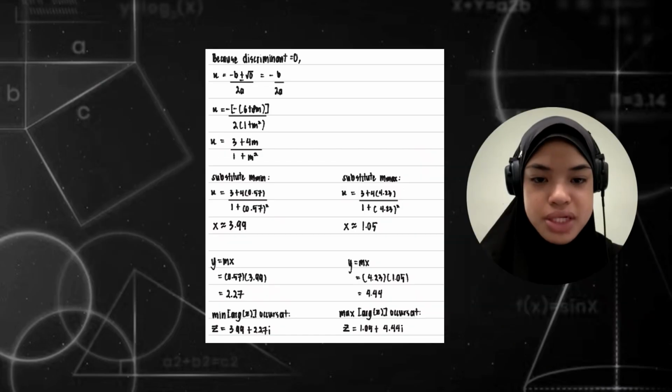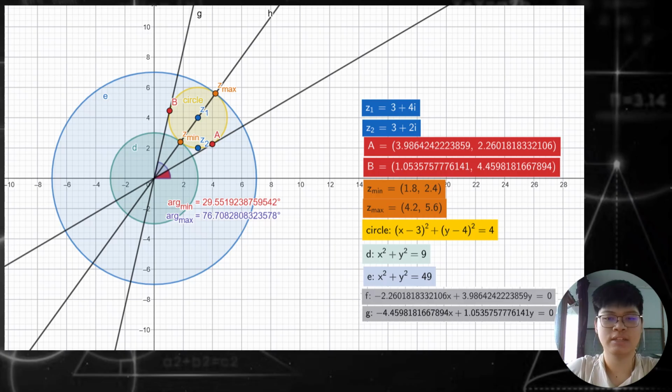Because our discriminant is equal to 0, our quadratic formula can be simplified to find the values of x and y for minimum and maximum argument Z. In GeoGebra, we plug in the values from the calculations.